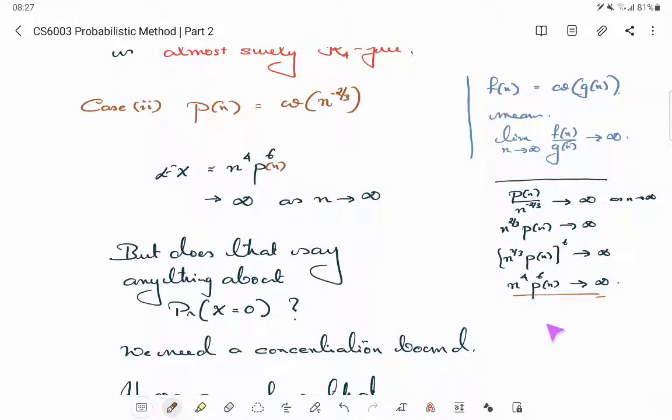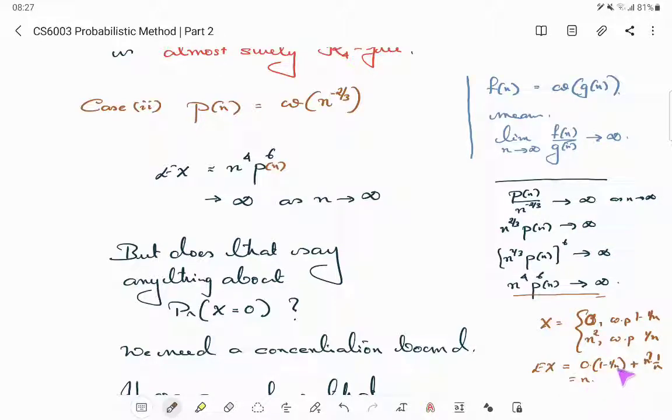Okay, you can even have a random variable which is 1 with probability 1 minus 1 by n, and n squared with probability 1 by n. What would be the expectation of x? Expectation of x would be 0 into 1 minus 1 by n plus n squared into 1 by n, which is equal to n.